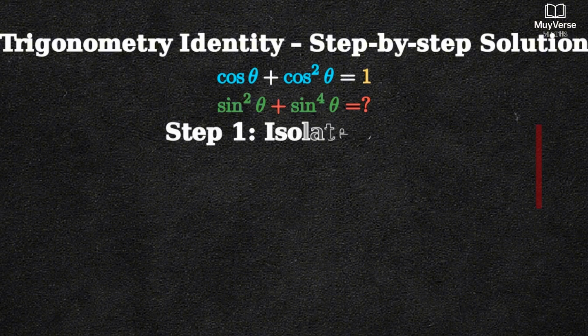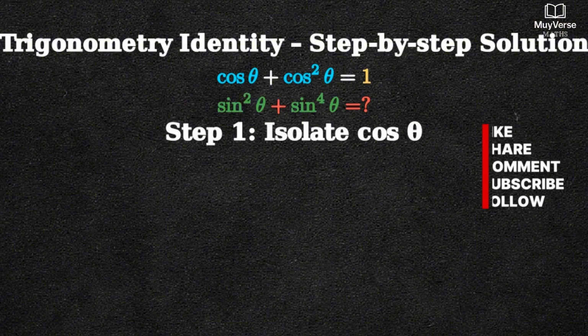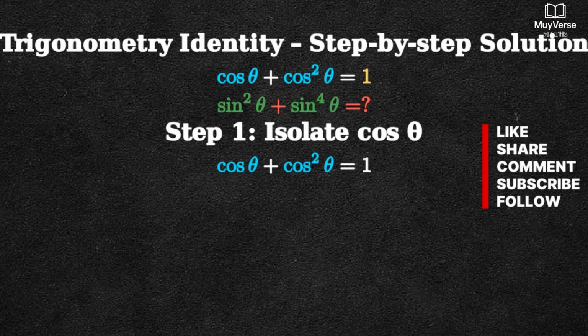Step 1. Isolate cosine theta from the given equation. Starting from cosine theta plus cosine squared theta equals 1, subtract cosine squared theta from both sides to get cosine theta equals 1 minus cosine squared theta.